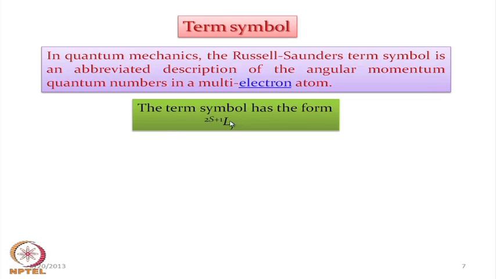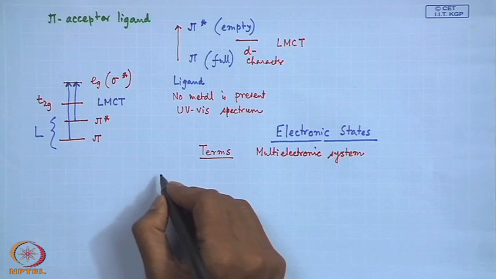So, we will define the term symbol in the form of 2S plus 1, where S is the total spin value, then the L value, and the corresponding J value, which comes from the coupling scheme between L and S. So, this particular coupling scheme is known as Russell-Saunders coupling.